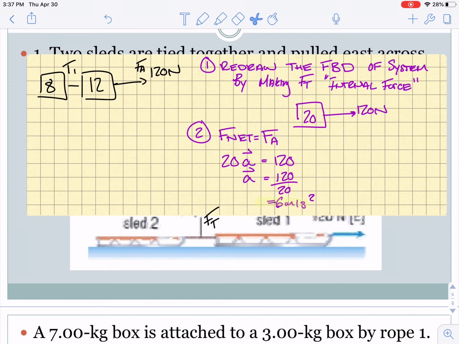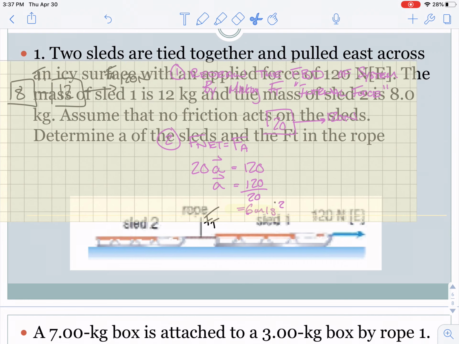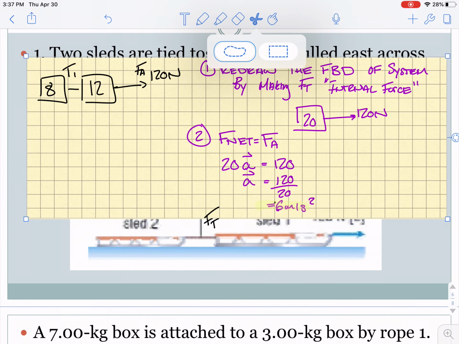are going to be equal to, oops, sorry everybody.